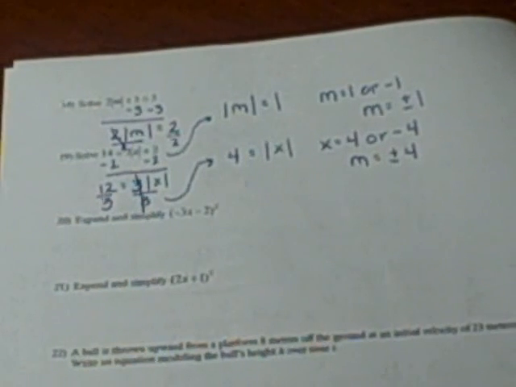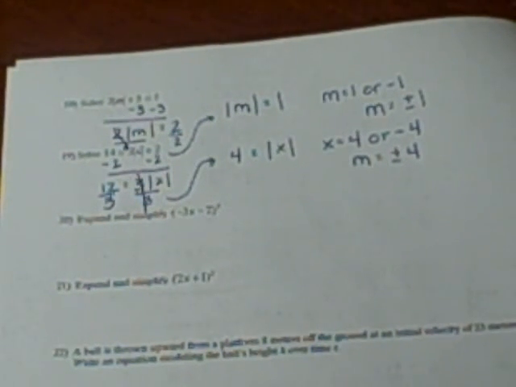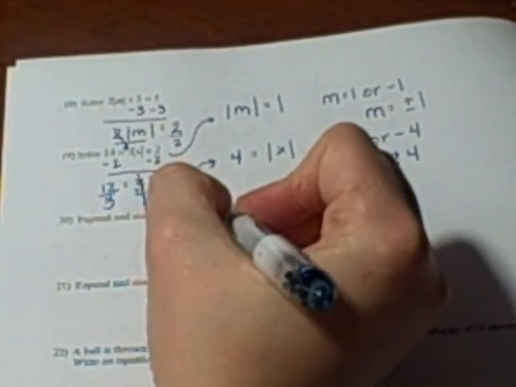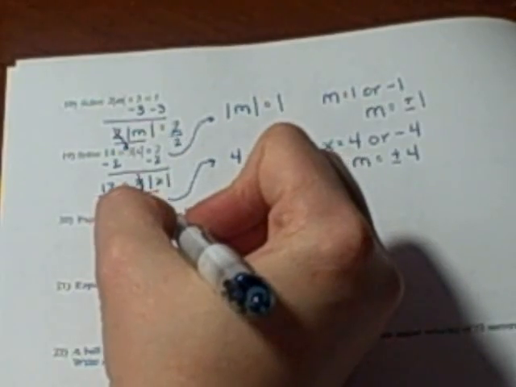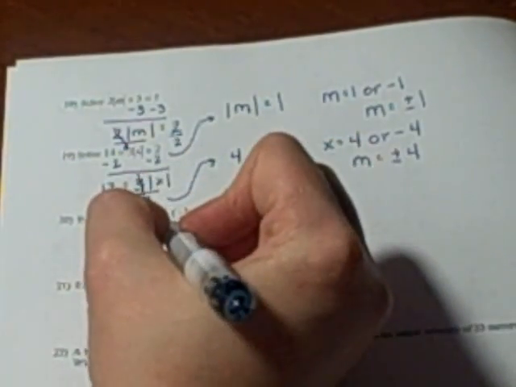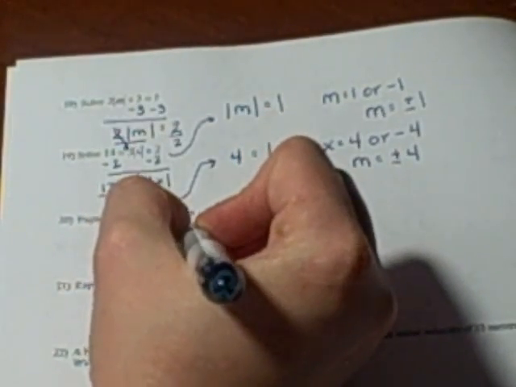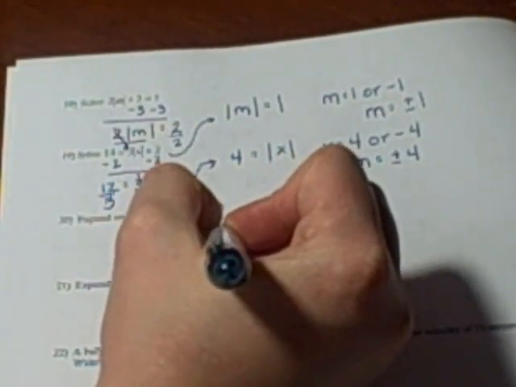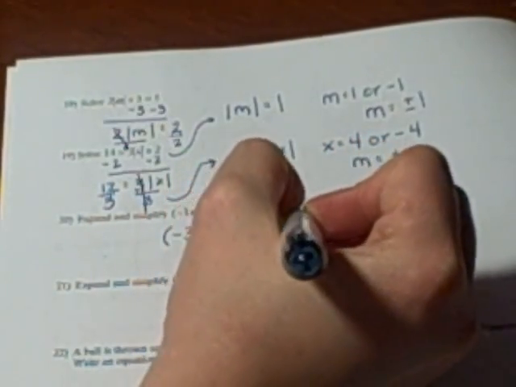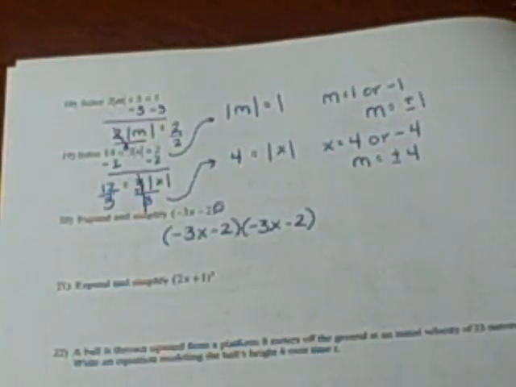Let's take a look at problem 20. Problem 20 is asking us to expand and simplify. Remember, expand just means to use this square here, and that square means that we need to take this quantity, the stuff in the parentheses, and write it out twice. So this would become -3x minus 2 times -3x minus 2. So that's what it means to expand, to write it out twice.